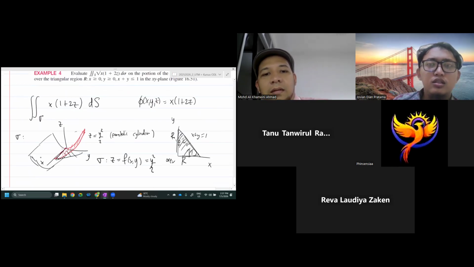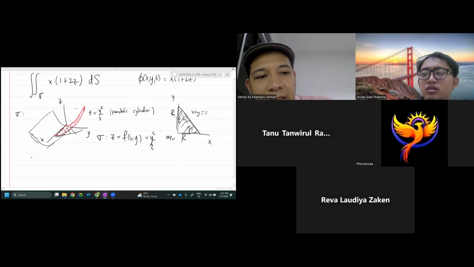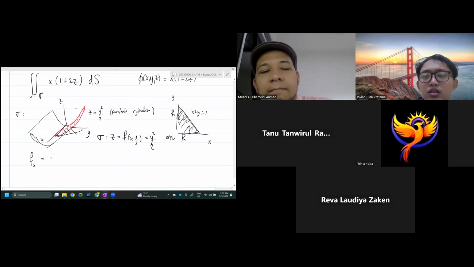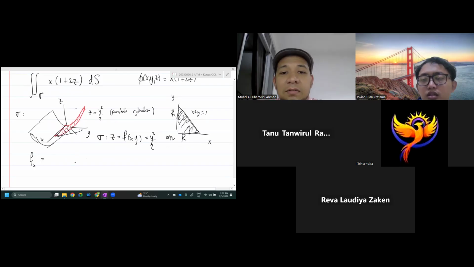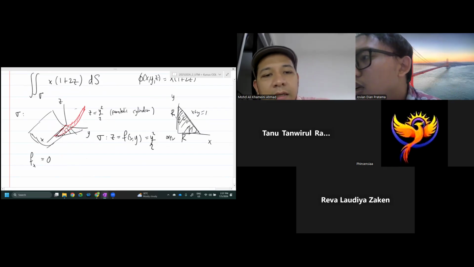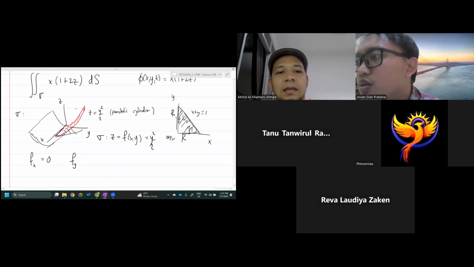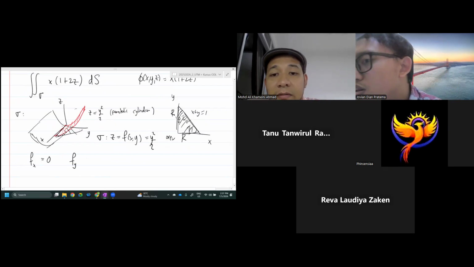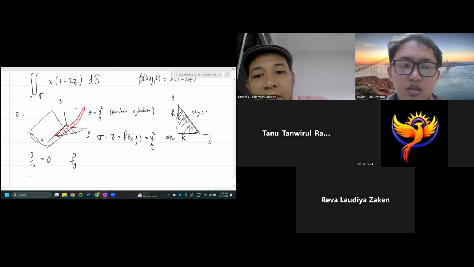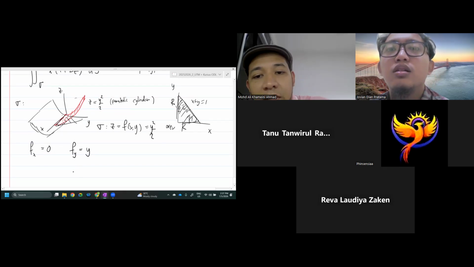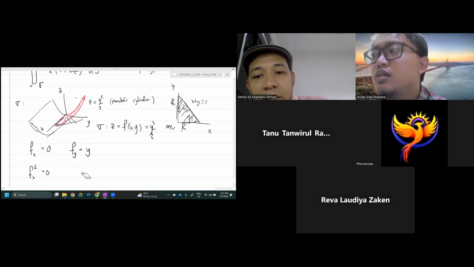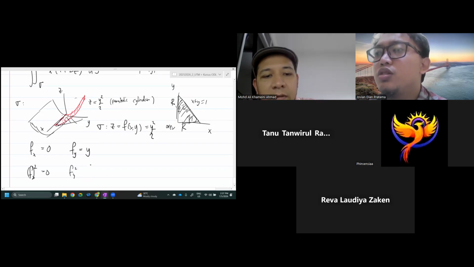So first find f sub x. You differentiate this with respect to x and get just 0. And then f sub y, what do you get? You get y, because 2y over 2 is y. Then take squares. f sub x squared is equal to 0, and f sub y squared is equal to y squared.